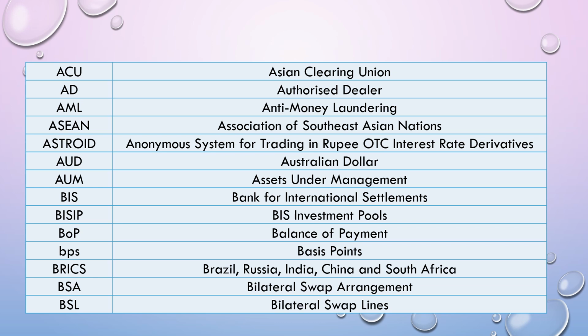BSA, Bilateral Swap Arrangement. These are arrangements whereby two central banks of two nations agree to acquire each other's currency in exchange for its own, either up to a pre-agreed limit or in an unlimited amount. For example, India and Japan have such an agreement. BSL, Bilateral Swap Lines, is almost the same as Bilateral Swap Arrangement.